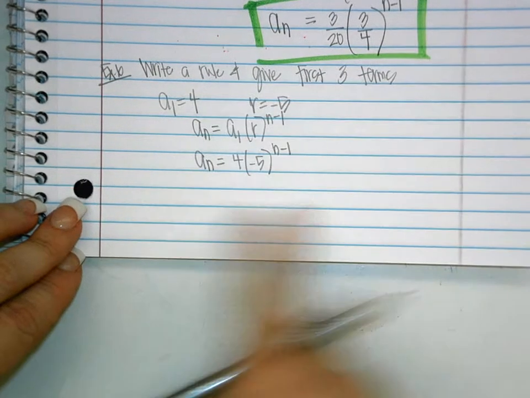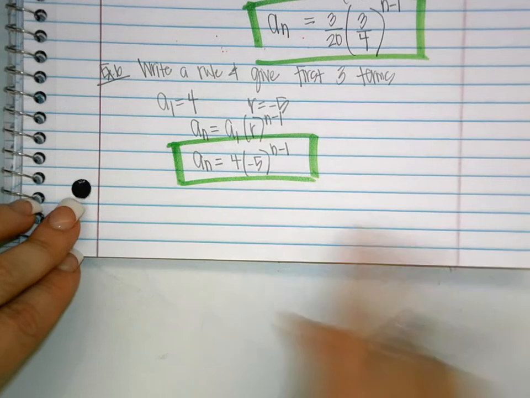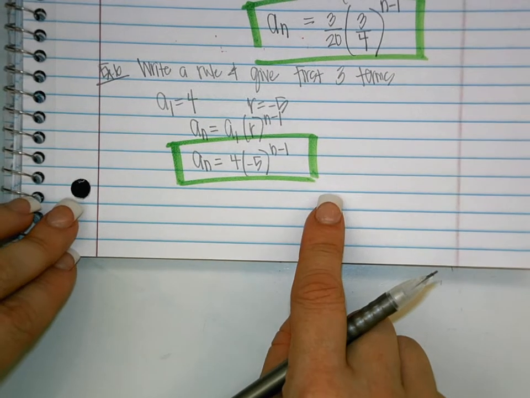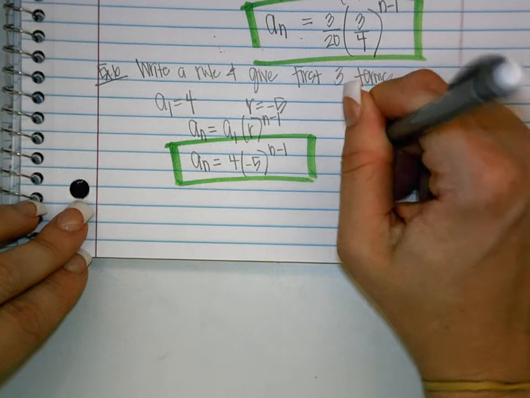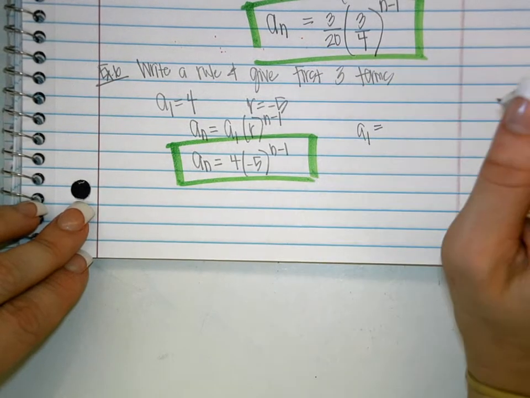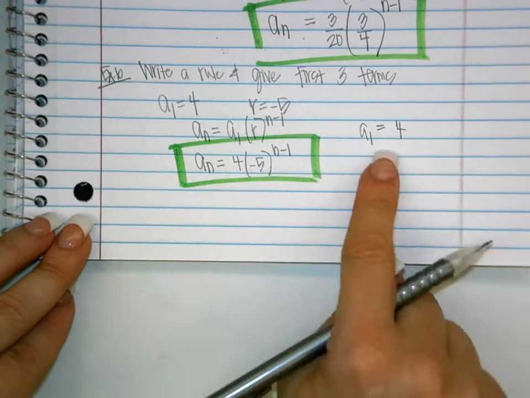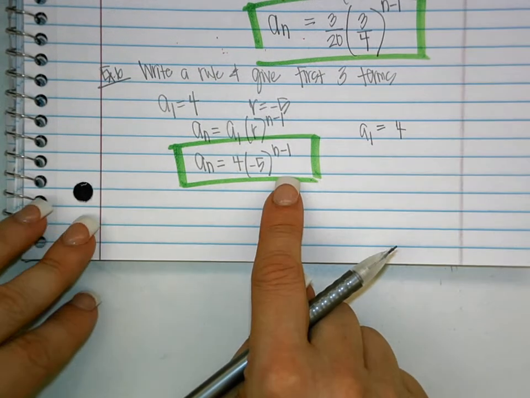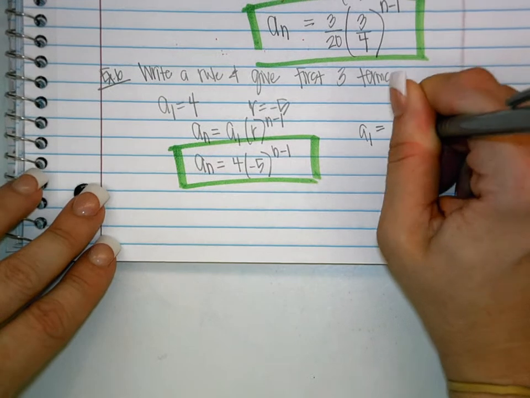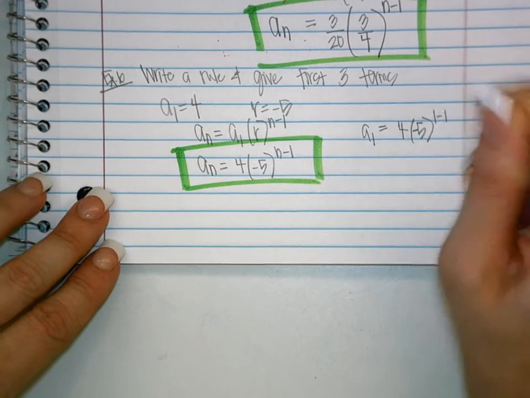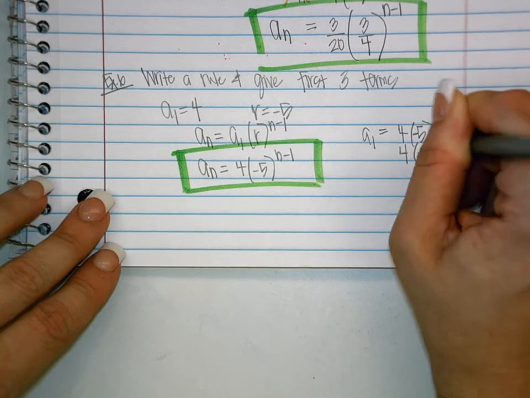So this is your rule. That's the first part of the question. Then, to find the first 3 terms, you're going to substitute. So A1 is equal to what? 4. You already know that one. Do you really need to plug into this to get 4? No, you could. I'll show you that if you did this, you'd get to the 1 minus 1, which gives you 4 times -5 to the 0 power, which is what?